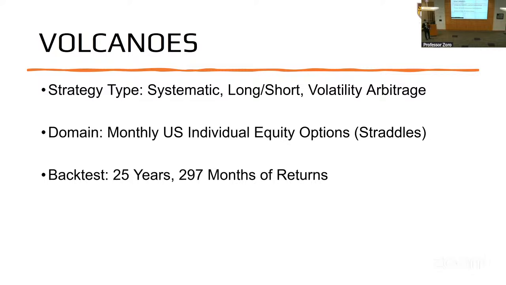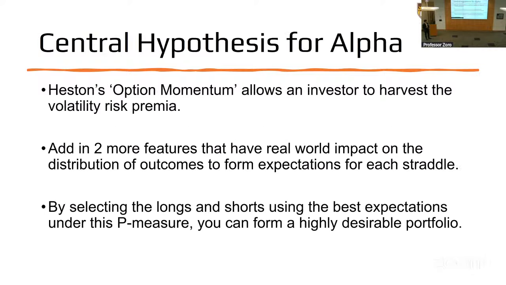Volcanoes, what does that stand for? That's volatility, cross-sectional arbitrage, no extra strings. It's a systematic long-short vol arb, and you could call it a medium-low frequency strategy. We're using monthly straddles here. And I've got a pet peeve with backtests. You've got to have the subprime meltdown. You've got to have COVID.